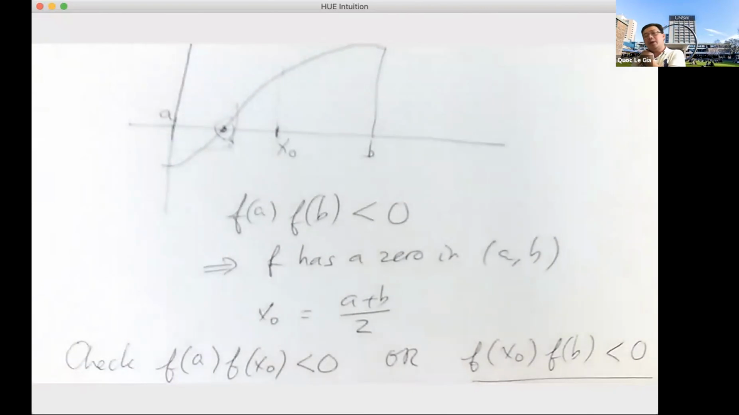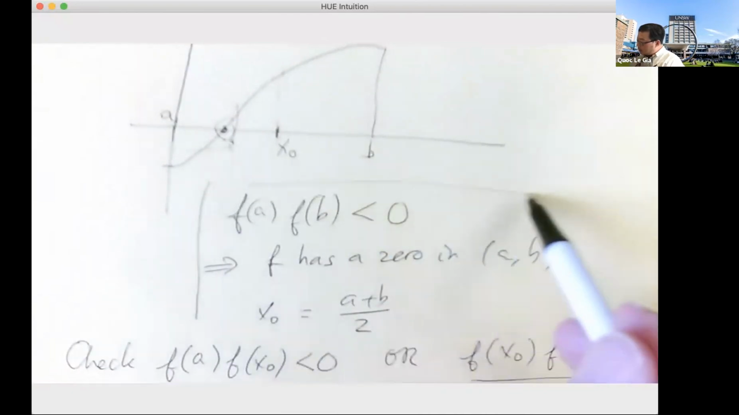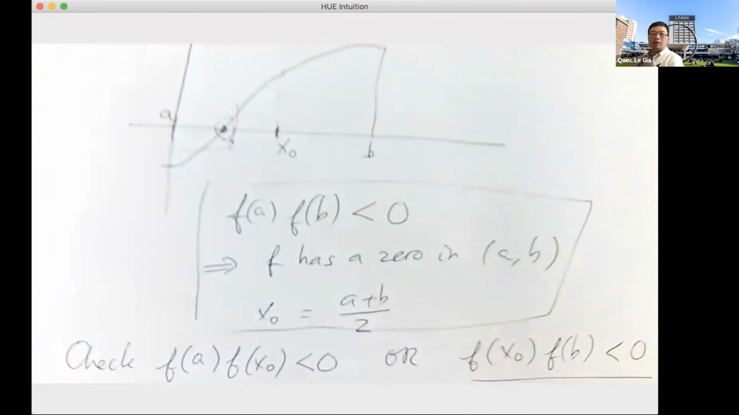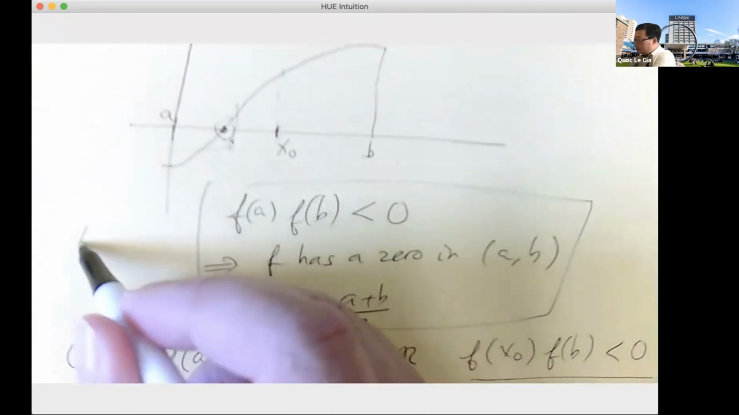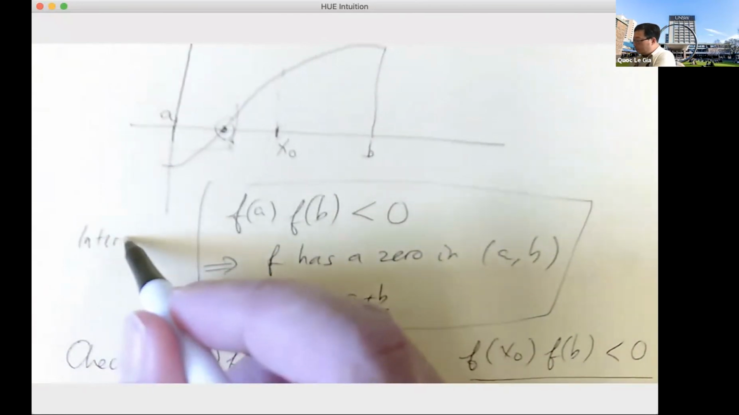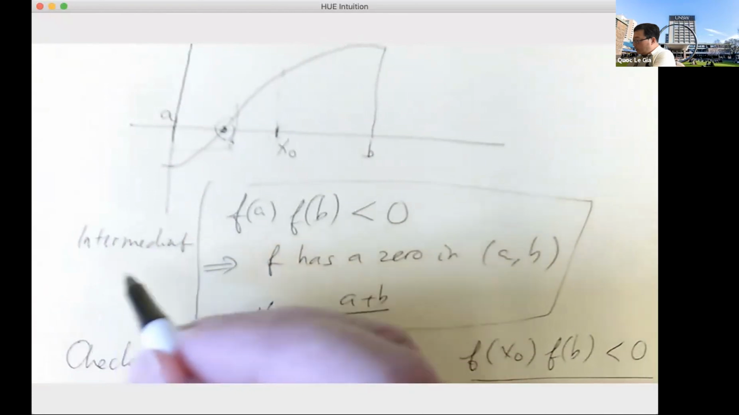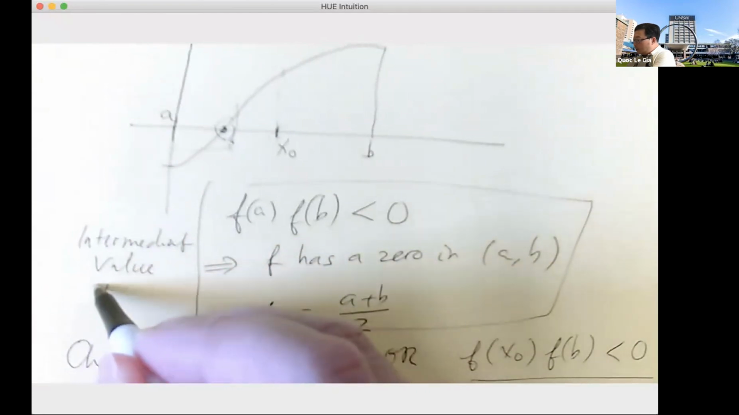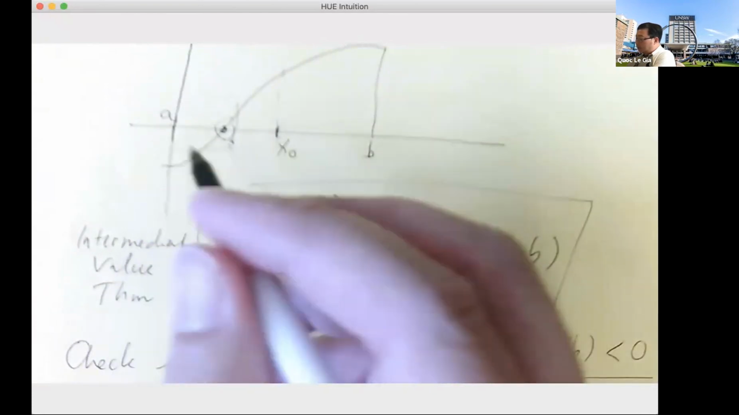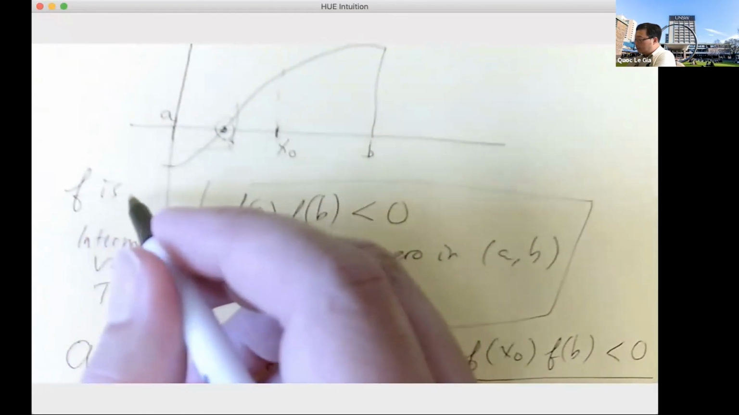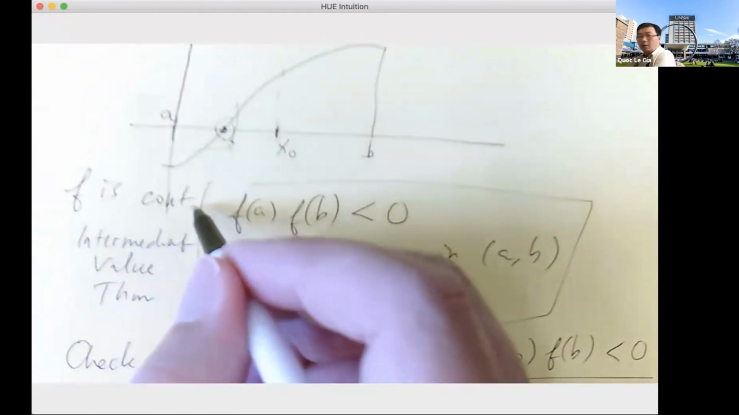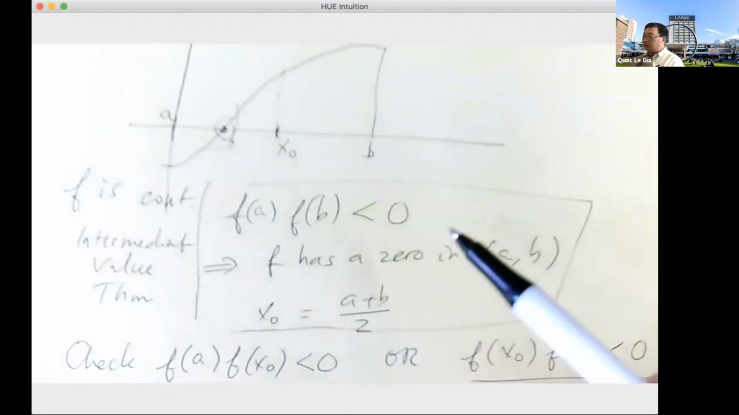Yes, correct. f has to be continuous. So this whole key step is what we call the intermediate value theorem. And this only works if f is continuous. Otherwise, it's not correct.